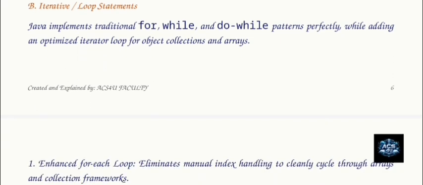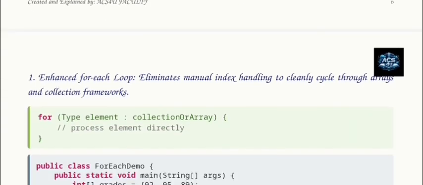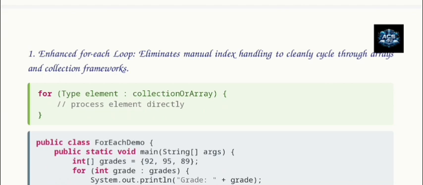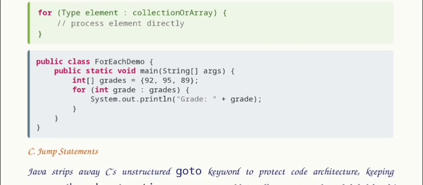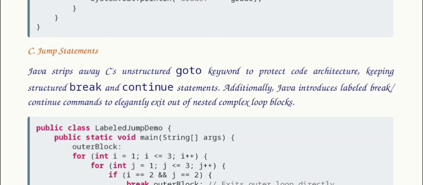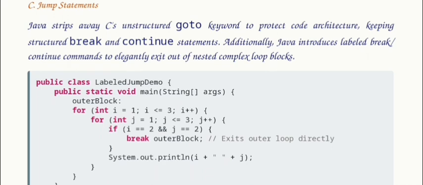Iterative or loop statements. Java implements traditional for, while, and do while patterns perfectly, while adding an optimized iterator loop for object collections and arrays. The enhanced for each loop eliminates manual index handling to clearly cycle through arrays and collection frameworks. We have given a small syntax and example program. Please note it down.